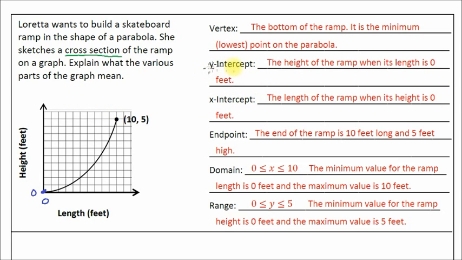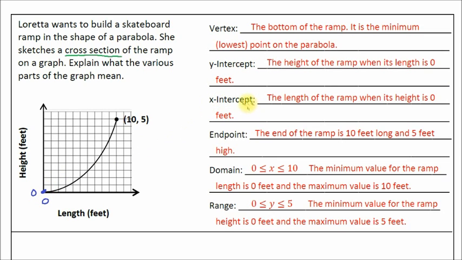Okay. What's the y-intercept tell you? Remember, the y-intercept is where the graph crosses the y-axis, which is at 0. So the y-intercept tells you the height of the ramp when its length is 0 feet. Remember, the y-axis tells you height. So obviously the y-intercept tells you some height. What height does it tell you? It tells you the height of the ramp when the length is 0.